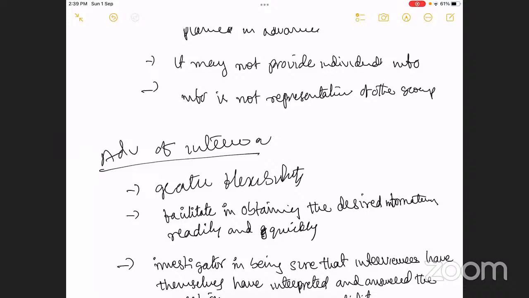So what are the advantages with the interview? You have greater flexibility. That means if you use a structured one, you need not work, just go and ask. So that is the flexibility. If you have an unstructured one, you can frame your own questions. It has flexibility either way. So it facilitates getting whatever answer you require. In obtaining the answer, you may ask repeatedly, right?